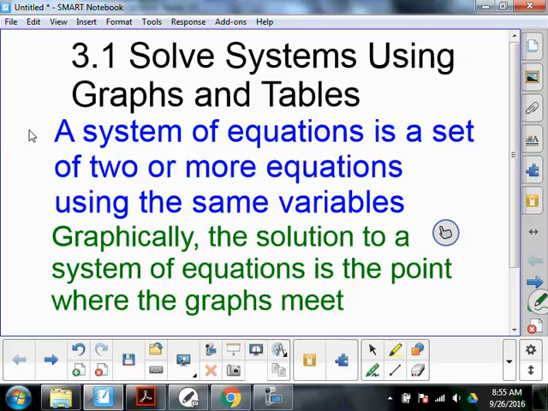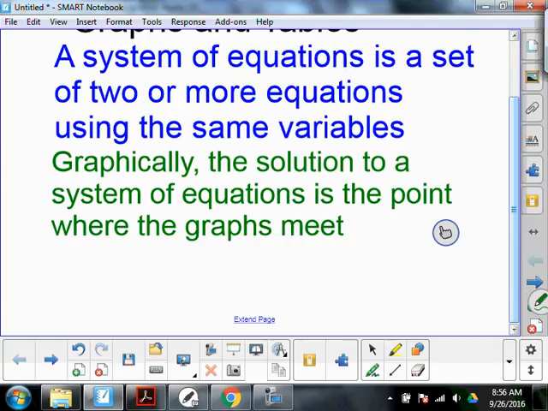Can anybody think of what might happen if we had some lines whose slope was the same with different y-intercepts? What would happen with those lines? Those lines wouldn't meet. And we'll be talking about that in a minute. Okay, so that's graphically, that's what the solution is.